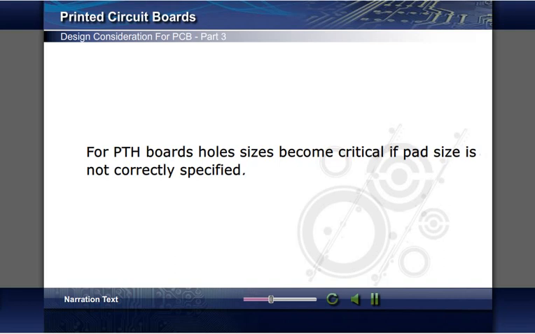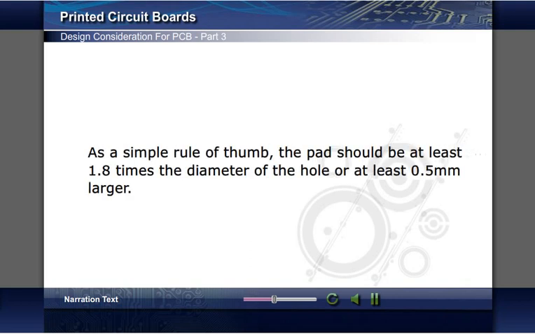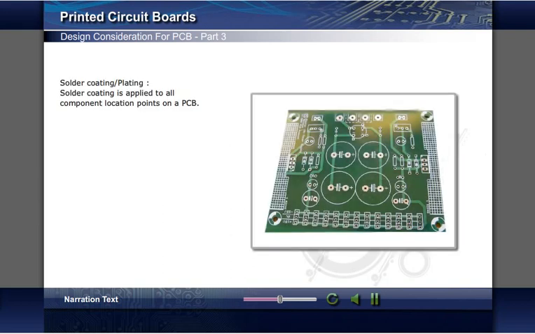For PTH boards, hole sizes become critical if pad size is not correctly specified. As a simple rule of thumb, the pad should be at least 1.8 times the diameter of the hole, or at least 0.5 millimeters larger. Solder coat or plating is typically applied to all component location points on a PCB. This is done to ensure a good solder joint during the component assembly stage.